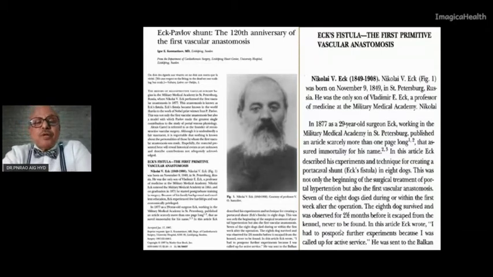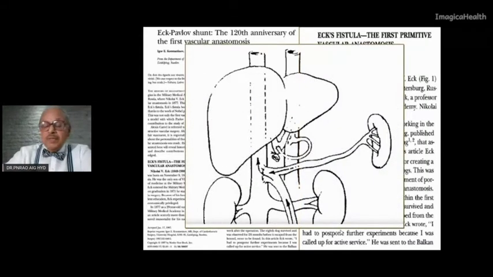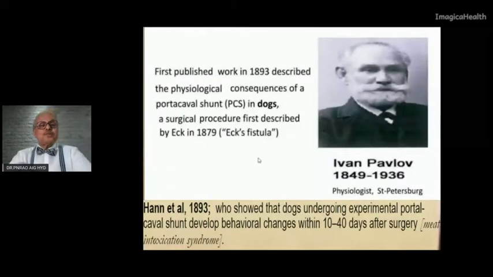The Eck fistula goes by this scientist from Russia, Eck, who created a portal caval shunt. This paved the way for the treatment of portal hypertension, and it was immortalized as the Eck fistula. This is the first primitive vascular anastomosis in those days. And this shows the portal vein and how the encephalopathy comes about. I will not go into the details.